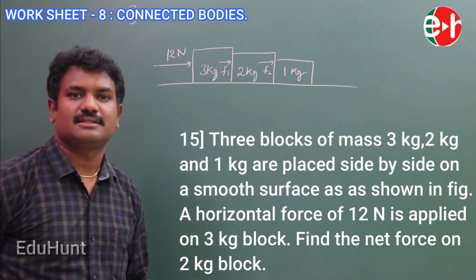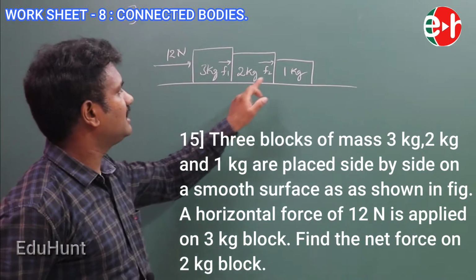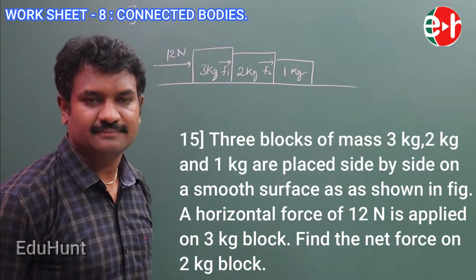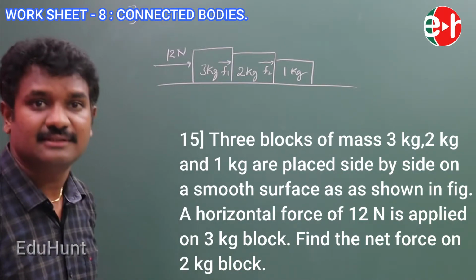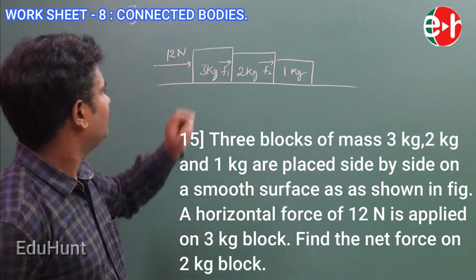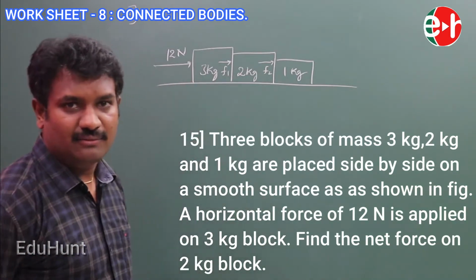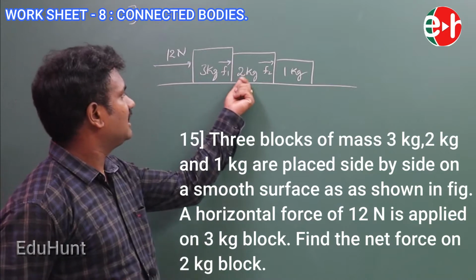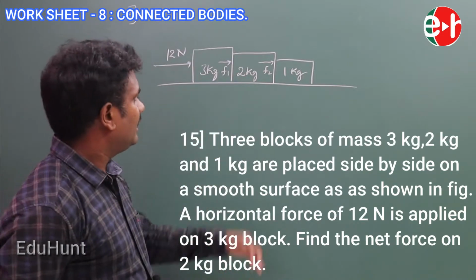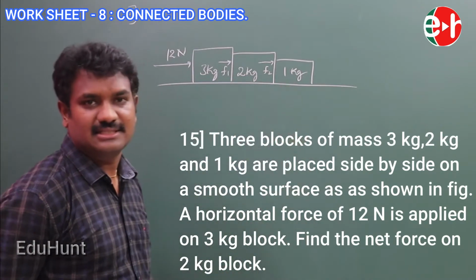See this problem. There are 3 blocks, each of mass 3 kg, 2 kg and 1 kg, kept on a smooth horizontal surface. An external force of 12 newtons is acting on the 3 kg block horizontally. Now the question is, what is the force acting on this 2 kg? And what is the force acting on 1 kg? That is the question.